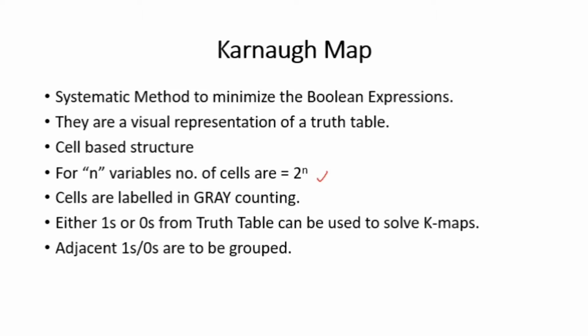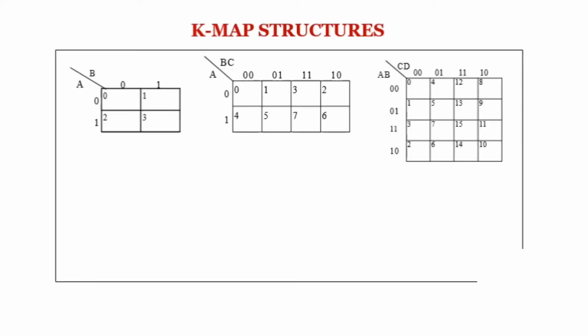So at the time of gray, if some student asks about the application of this gray counting, this is where it is used, that is in K-maps. So either ones or zeros from the truth table can be used to solve K-maps. That means either minterms or maxterms can be used, and adjacent ones or zeros are to be grouped. So this is the basic fundamental of Karnaugh map, and when we go through the further slides, we will be covering the exact details of how this grouping, how this pairing will be done.